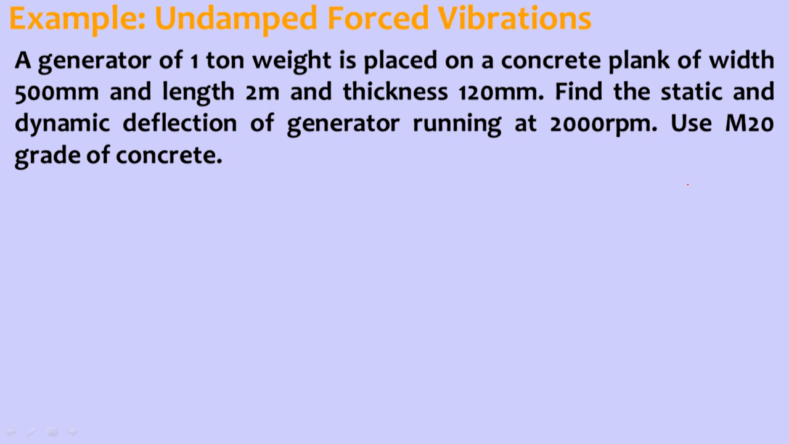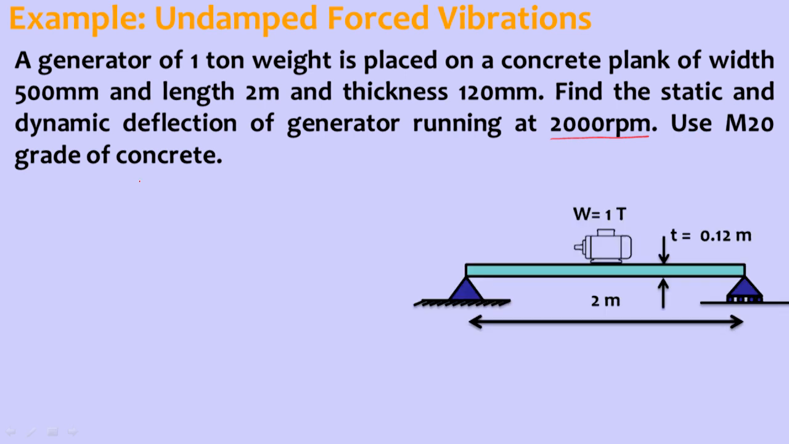Say here I have a problem: a generator of 1 ton weight is placed on a concrete plank of width 500 millimeters, length 2 meters, and thickness of 120 millimeters. So the dimensions of the plank are given, and we need to find the static and dynamic deflection of the generator running at 2000 rpm, and use M20 grade concrete for that plank. So, it looks like this.